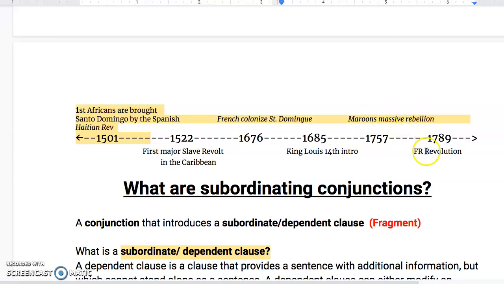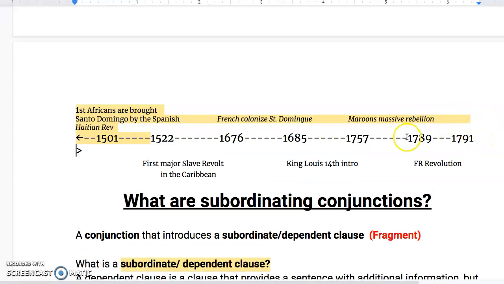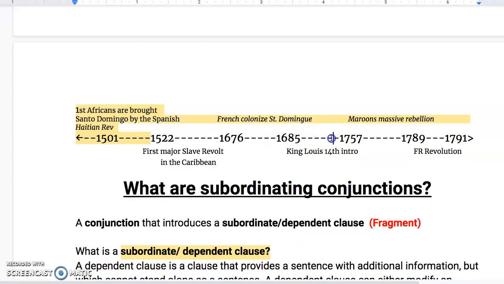They led a rebellion, and then in 1789 is when the French Revolution happened. And actually, there's a date missing here. 1791 is when the Haitian Revolution happened. Okay, so forgive me for that being missing, but 1791 is when the Haitian Revolution happened. Okay.